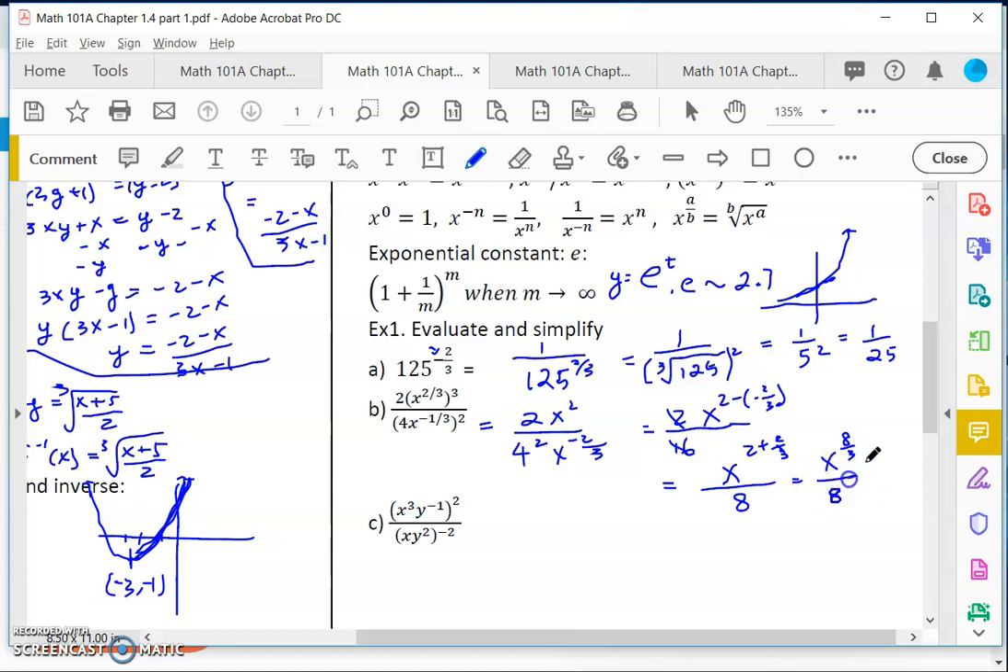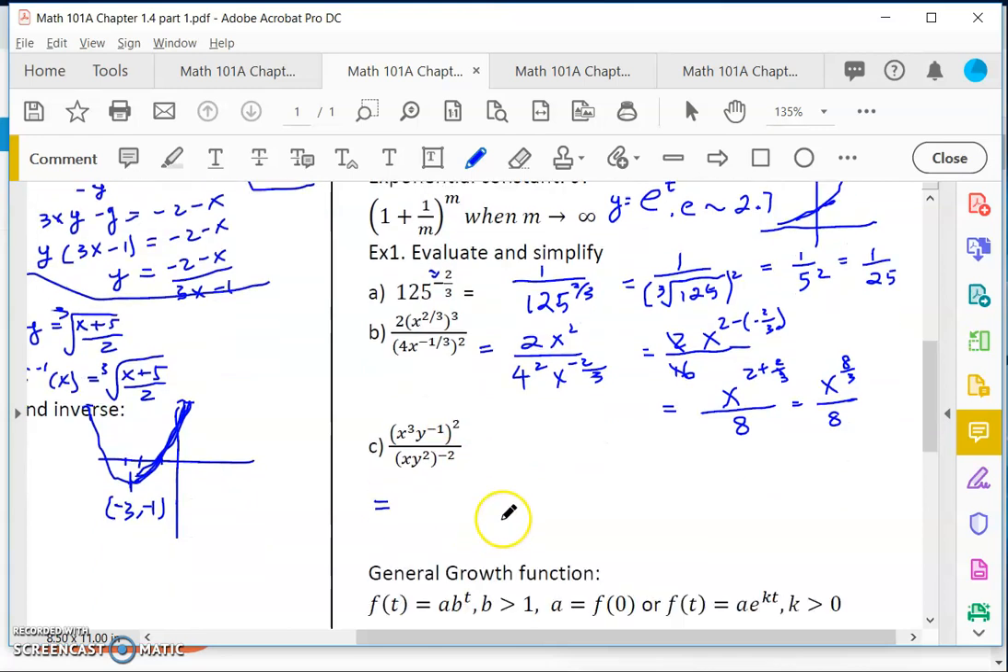Will be 8. Okay, so you can simplify it this way. This is another exponential expression that involves two variables. So we have a power of the product. So what we do is we square both of them.